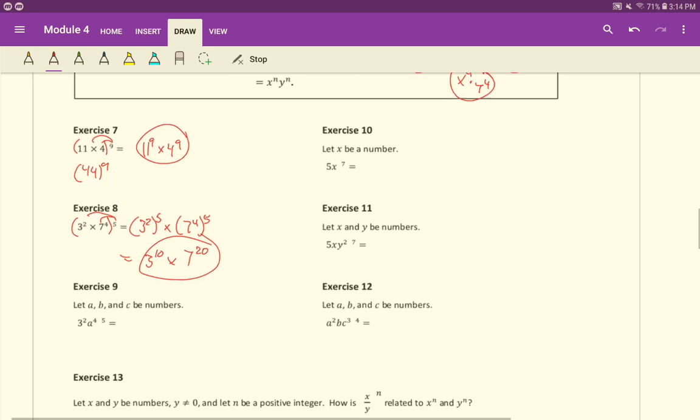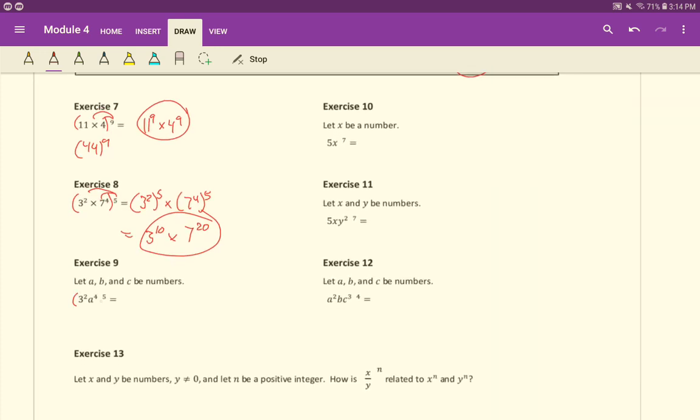Okay. Next is 9. Same idea. Distribute the power. So it's 3 squared to the 5th, a to the 4th to the 5th. And so you get 3 to the 10th and a to the 20th when you do the multiplication there. Okay, go ahead and try 10, 11, and 12 here. See what you can come up with.